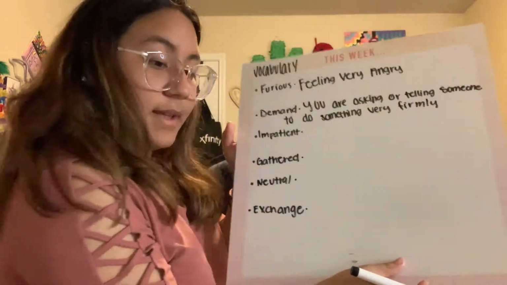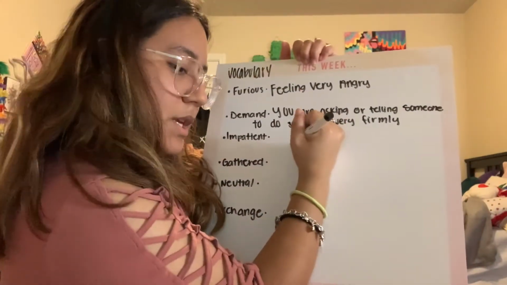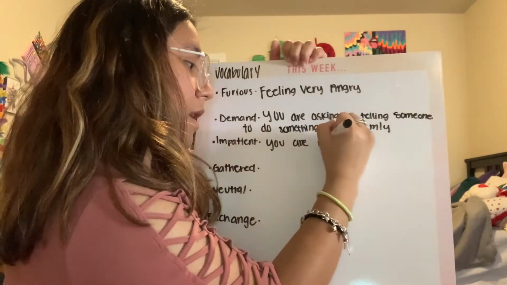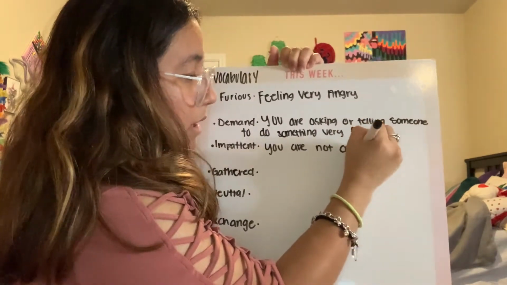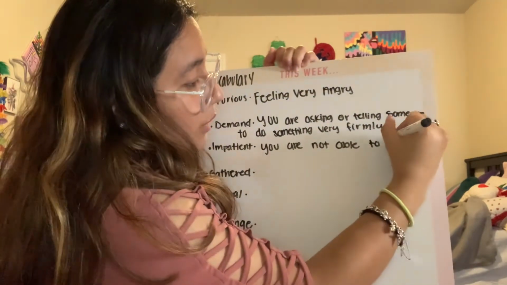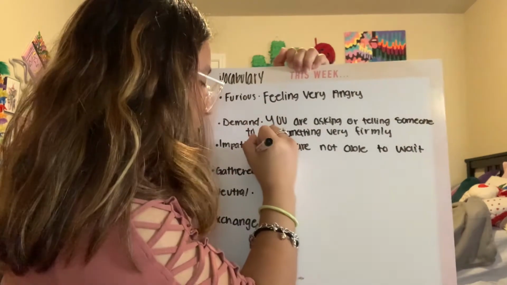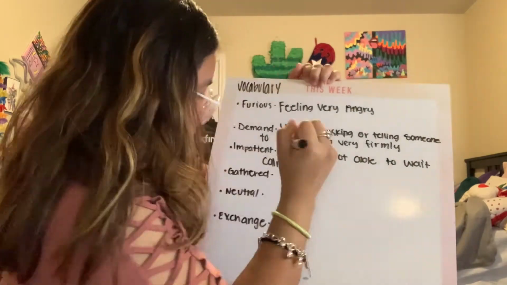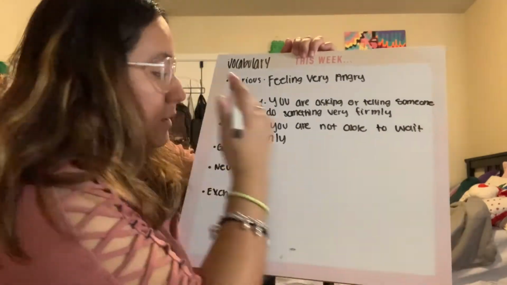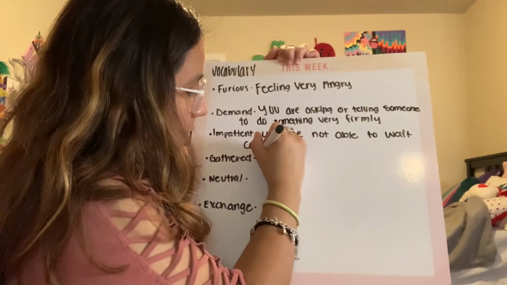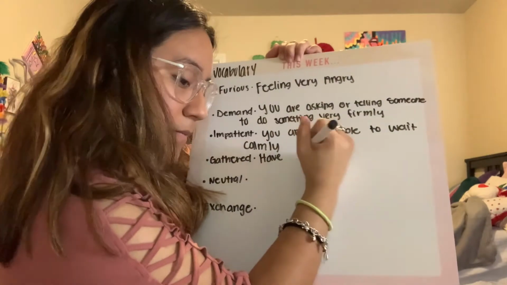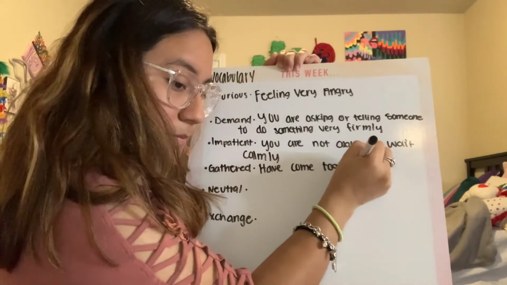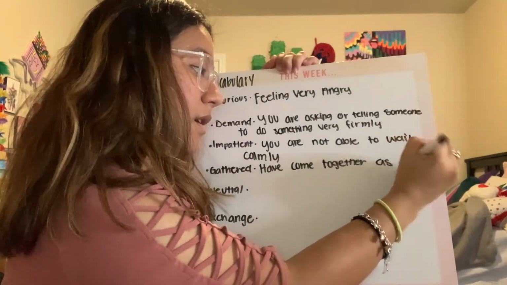Our next word is impatient, which means you are not able to wait calmly. And gathered means that you have come together as a group.